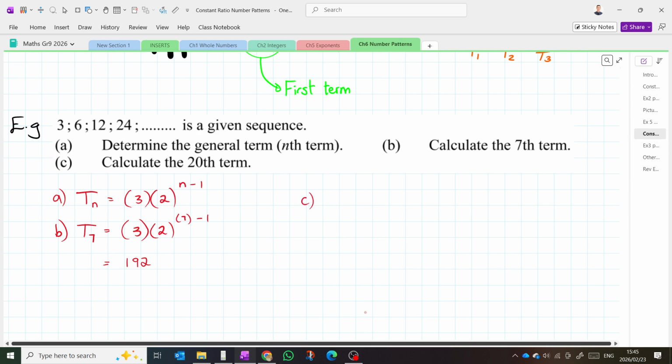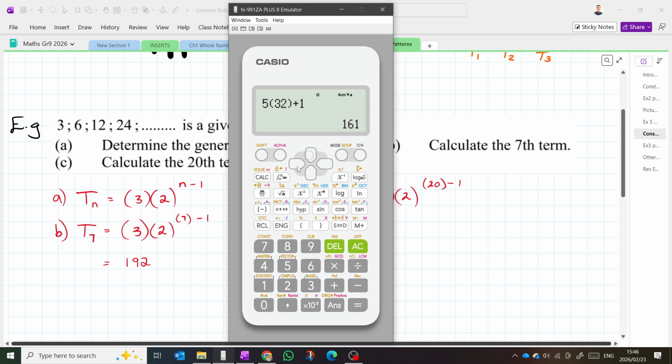And then for question C, same thing, but it's going to be the 20th term. So again, everything stays the same, except we are changing our n to 20, and I can do that quite quickly here, and that's going to end up being 1,572,864.